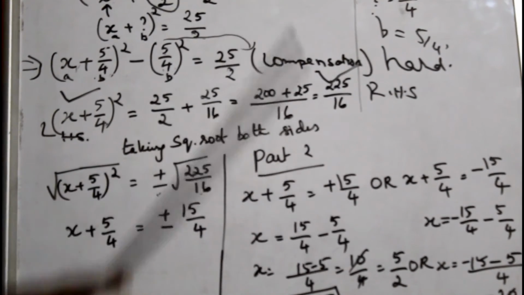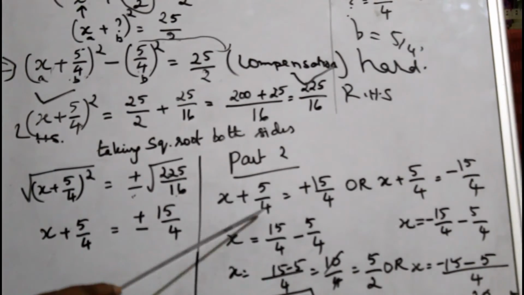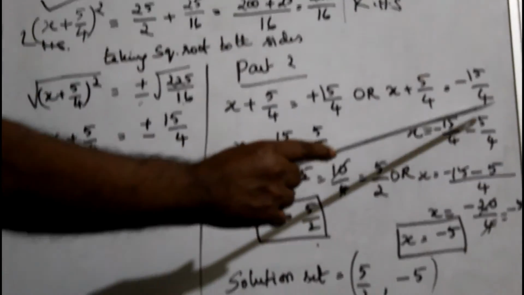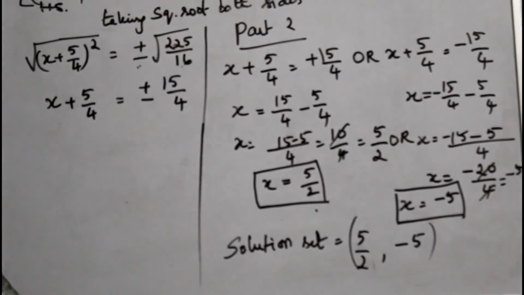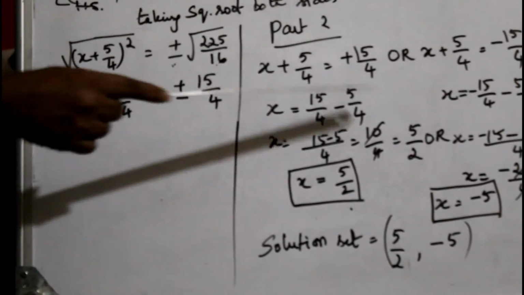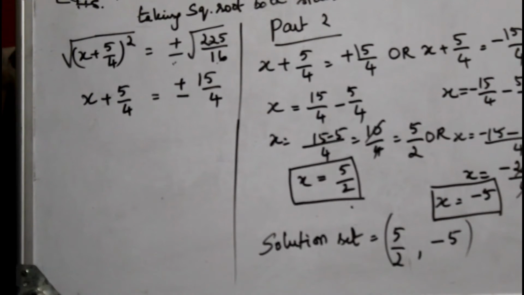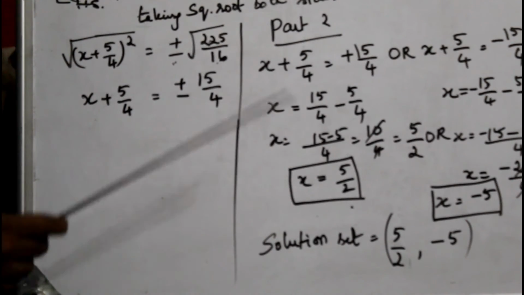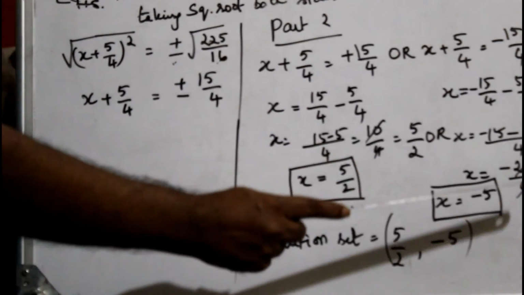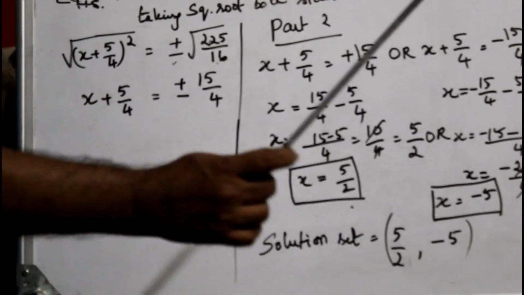Now you split it as two parts. So you get x plus 5 by 4 equal to plus 15 by 4, one answer. And x plus 5 by 4 equal to minus 15 by 4. This is called a linear equation. The unknown letter x is kept here. The numbers are taken to the other side. Remember, there are only two types for you: one is quadratic and one is linear. Linear means power 1. You get one answer for x. So here if you take the LCM 4, you get 5 by 2. If you take the LCM 4, you get minus 5. You get the two solutions.